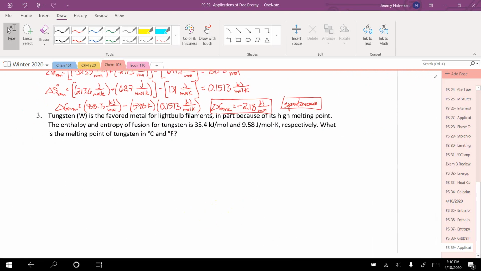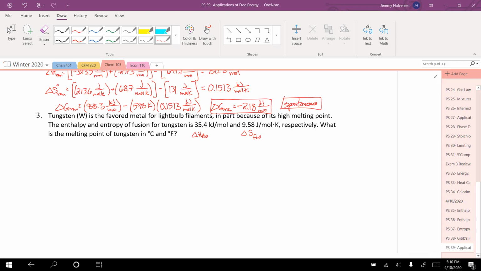Okay, tungsten is the favored metal for light bulb filaments, in part because of its high melting point. The enthalpy and entropy of fusion for tungsten, so we have our enthalpy of fusion and our entropy of fusion, so I can write that here. Delta H of fusion, delta S of fusion, respectively. What is a melting point?